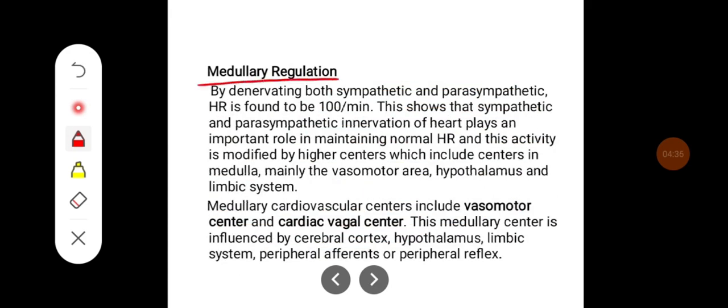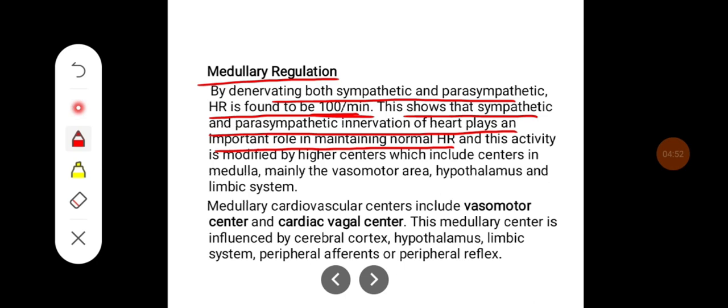Medullary regulation of heart rate. By denervating both sympathetic and parasympathetic, the heart rate is found to be 100 beats per minute. This shows that sympathetic and parasympathetic innervation of the heart plays an important role in maintaining normal heart rate. And this activity is modified by higher centers, which include centers in the medulla, mainly the vasomotor area, the hypothalamus, and the limbic system.